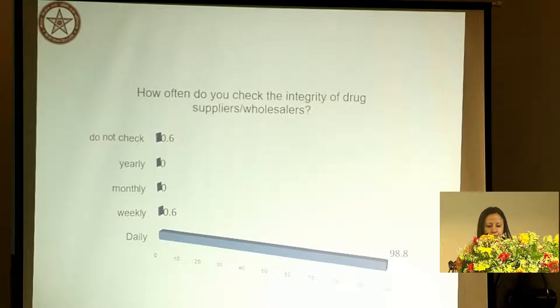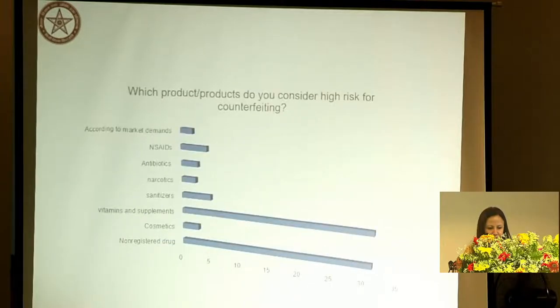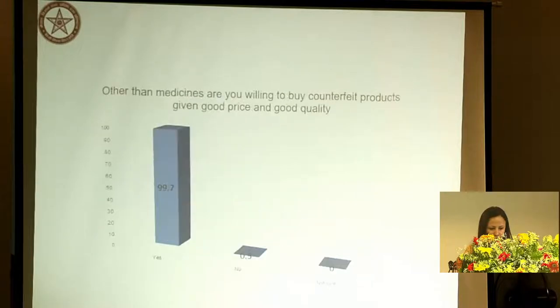98.8% of the community pharmacists mentioned that they check the integrity of the drug suppliers and the wholesalers daily. Vitamins and supplements were considered high risk for counterfeiting by the community pharmacists, followed by non-registered drugs, which are more likely to be counterfeited. 99.7% mentioned that other than medicines, they were willing to buy other counterfeit products if given a good price and good quality.